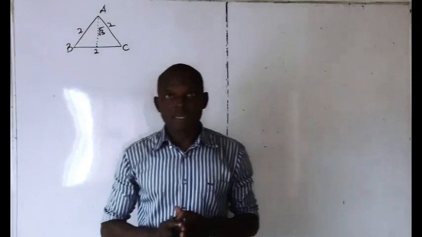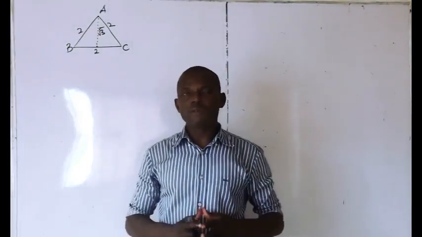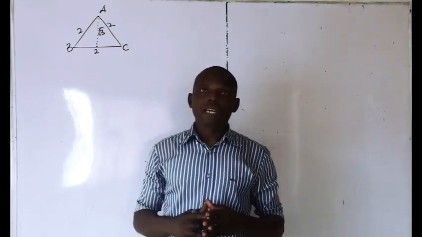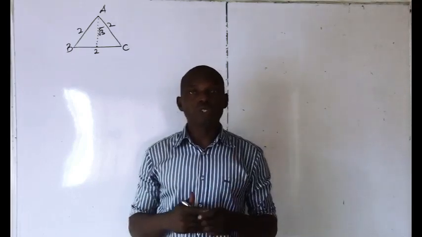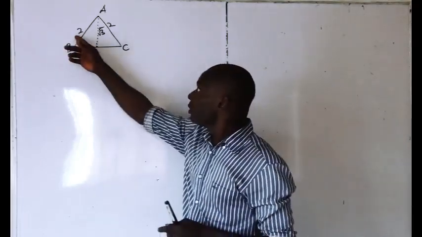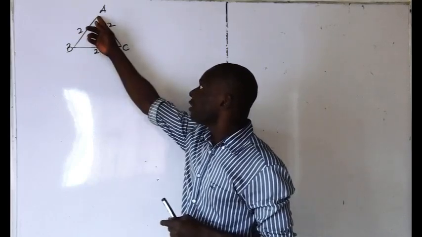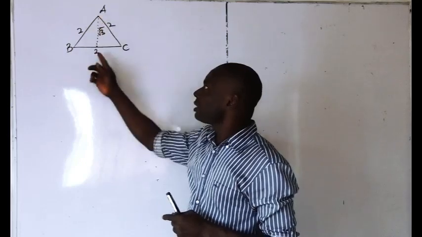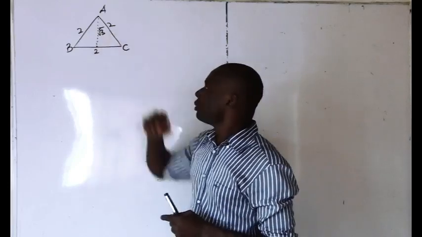Hello, today, in this special class, we'll be looking at one of the theorems of triangles, especially if we have an equilateral triangle. We're going to show that all the sides are 2 units, and any line that crosses from any of the vertices and touches the opposite side is root 3.